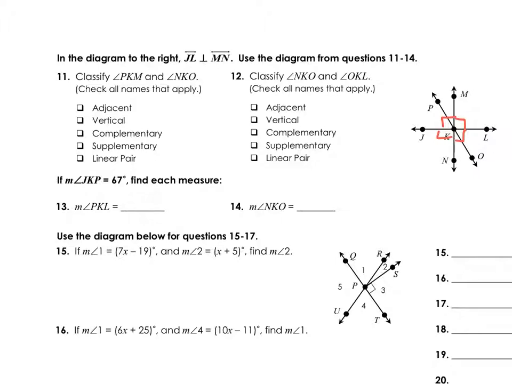So I'm going to highlight the angles first in 11. PKM, so PK, maybe, there we go, PKM, and NKO. What kind of angles are these? Adjacent, vertical, complementary, which means they add to 90, supplementary means they add to 180, or are they a linear pair, which means they make a straight line but they're side by side. Check, it could be more than one, it could just be one. All right, but I'll give you a hint. It's only one in number 11. It's only one of these.